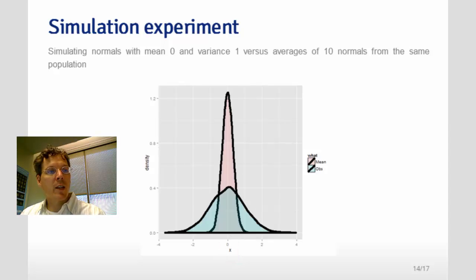Now let's imagine that instead of taking a bunch of single normals, I were to simulate 10 standard normals, take their average, and then repeat that process over and over again. And I were to plot the histogram or the density estimate for that set of simulations of averages of 10 normals. Now that would be a different distribution, because it's no longer the distribution of standard normals, it's the distribution of averages of 10 standard normals. And that's the salmon color distribution.